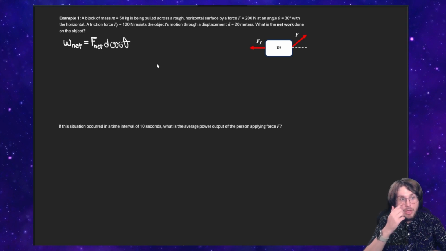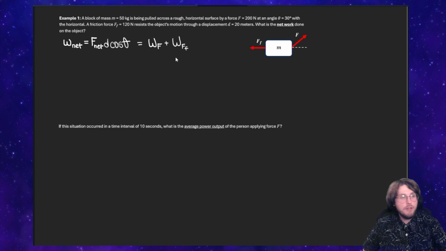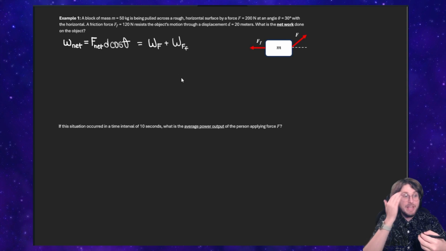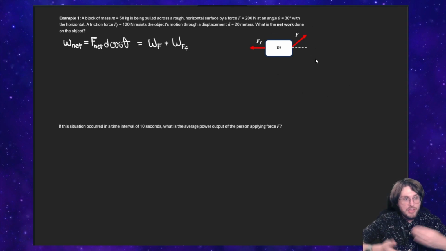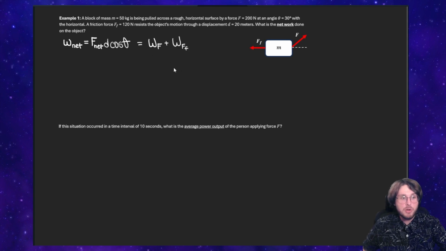Another option that you could potentially do is to find the works due to the applied force and the force due to friction separately first, and then you simply add those works together, because now remember, they have become scalar values. Note though that one of these works, namely friction, will probably be a negative value, meaning it's taking away energy from the system of this block. And so it's going to be this battle or this balance between the person applying the force and friction trying to take away energy from that system.